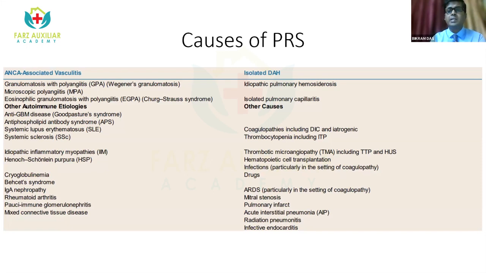There are some entities that can cause isolated diffuse alveolar hemorrhage, like idiopathic pulmonary hemosiderosis and isolated pulmonary capillaritis. Also there are some other non-related diseases that are very important to rule out, like infective endocarditis, radiation pneumonitis, ARDS, particularly in the setting of coagulopathy, mitral stenosis, and acute interstitial pneumonia. These can cause isolated diffuse alveolar hemorrhage. So whenever we get such cases, approach them as a pulmonary renal syndrome, and then we will not miss these vasculitis cases.